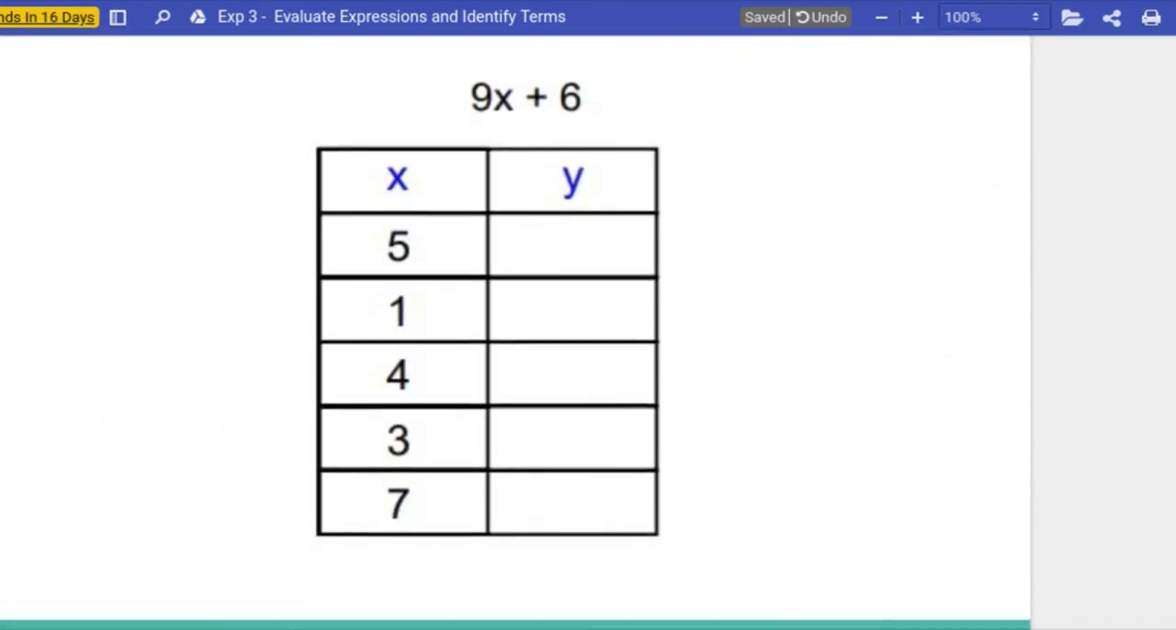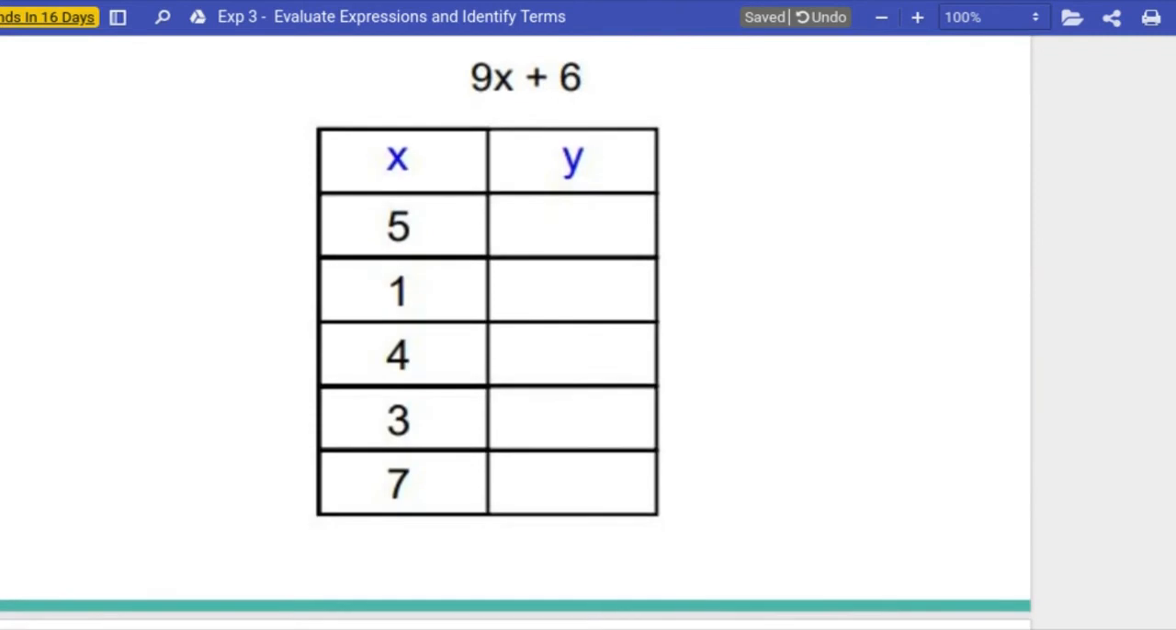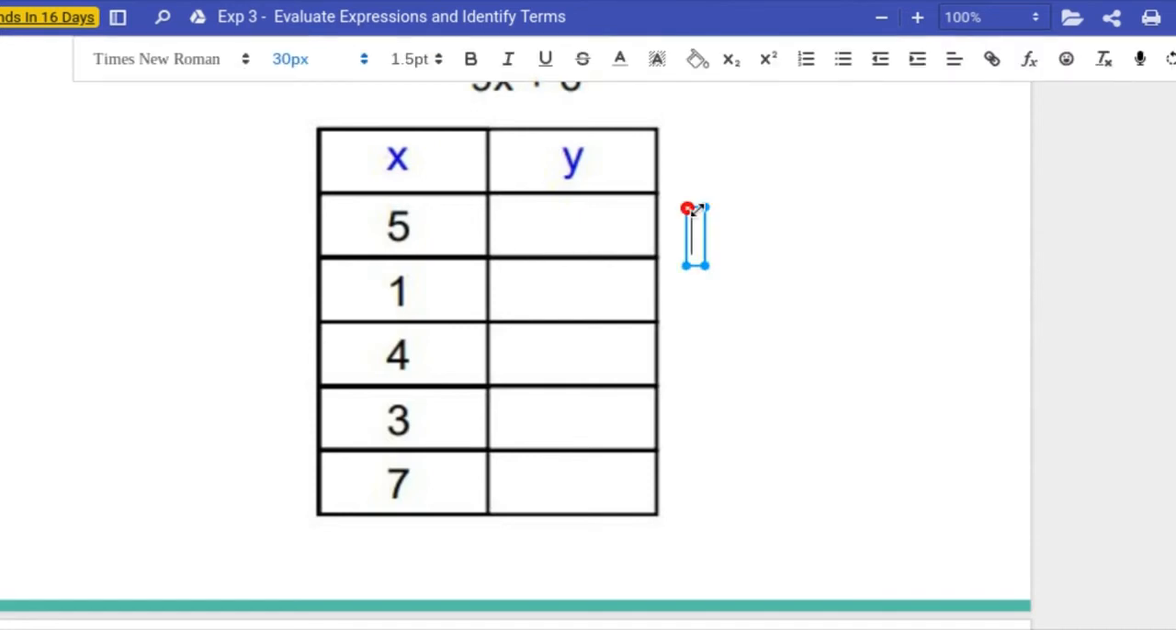All right, let's move on now to evaluating our expressions when given a certain value for a variable. So we have a table here, and we have all of our x values. So x is a variable, which means we can put any number in for it that we want. So we have a list of different numbers that we are going to put in for x. And then our y is what the value of that expression would be.